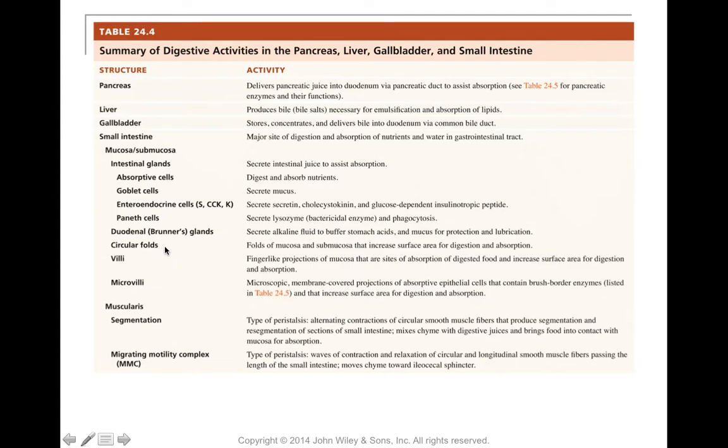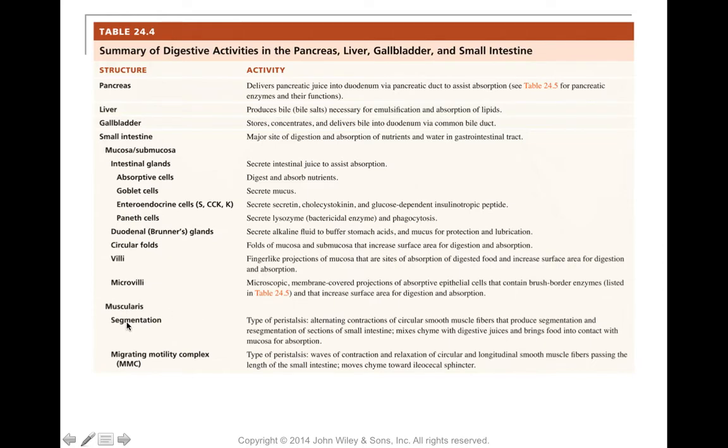Remember, we have specialized circular folds. The more folds you have, the more surface area, more digestion, more absorption. We have villi. At the tip of the villi, we have microvilli, so we have finger-like projections that have tiny little membrane finger projections at the tip of them that contain something called brush border enzymes. Brush border enzymes are going to help break down food products, then also help increase surface area for digestion and absorption by having more surface area on the microvilli.